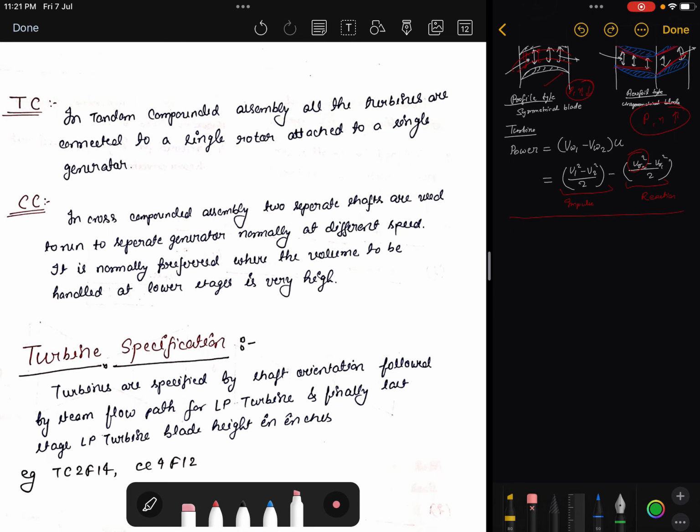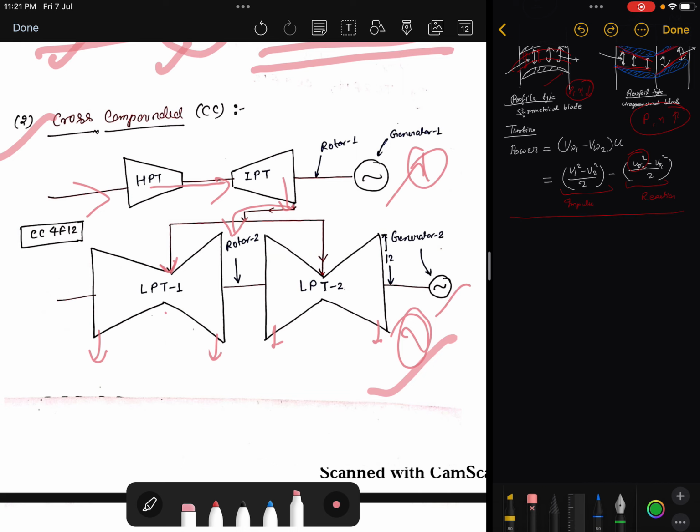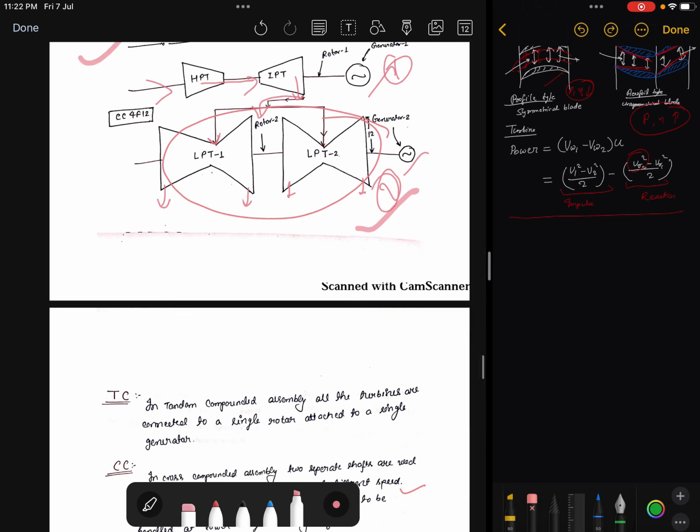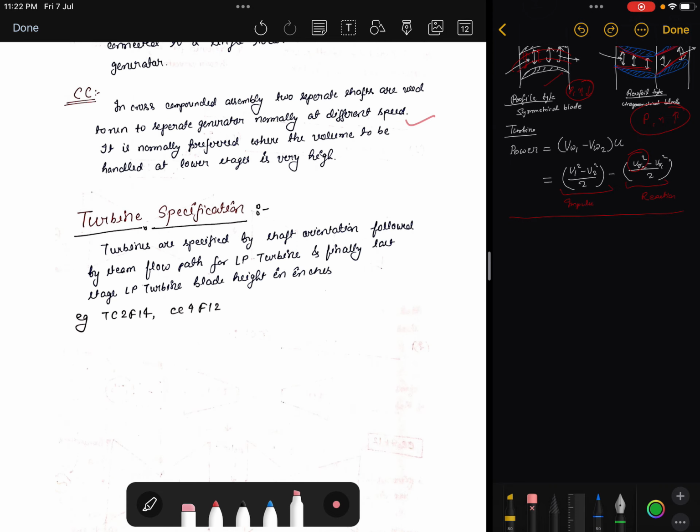It is normally preferred where the volume to be handled at the lower stage is very high. So you can see that it is used where, at the lower stage, when the volume becomes very high, then we use the cross compounded turbine, and when it is not, then we use the tandem compounded turbine. Fine.